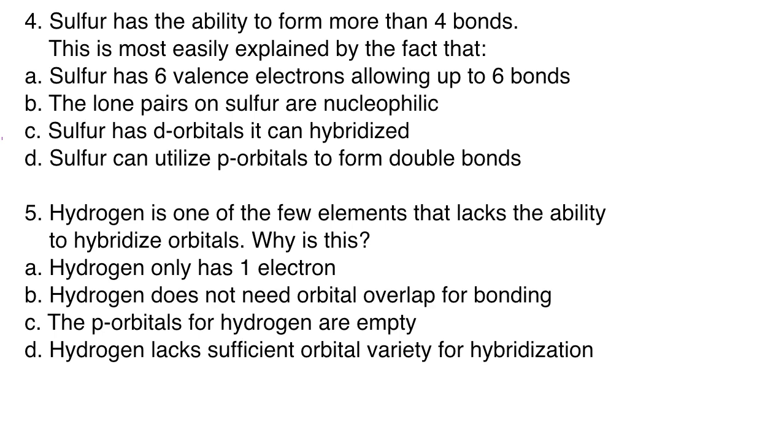So number 4, sulfur has the ability to form more than 4 bonds. This is most easily explained by the fact that, and you have choices there. And number 5, hydrogen is one of the few elements that lacks the ability to hybridize. So why is this? And you have several options there. So pause this, try to work on these, and then we will go over the answers in a minute.